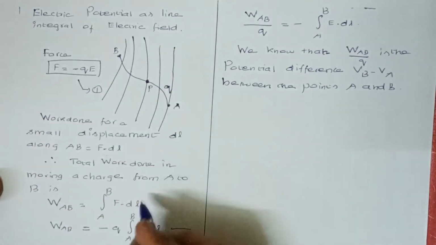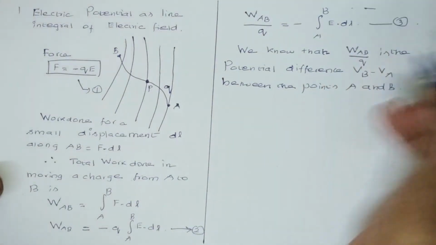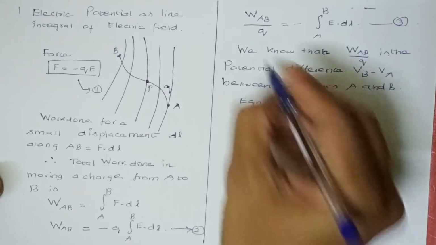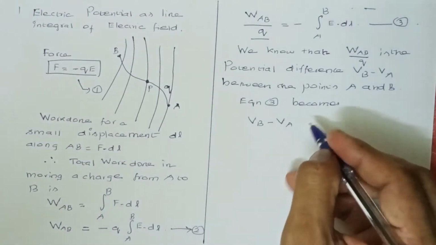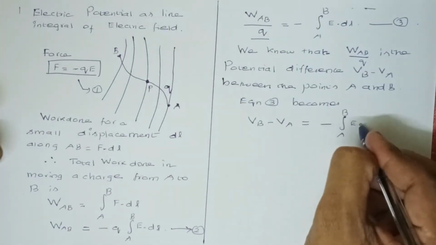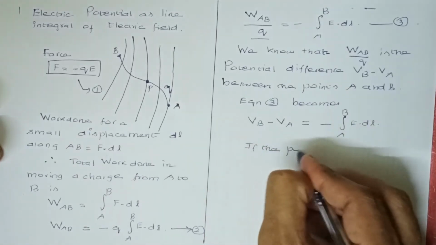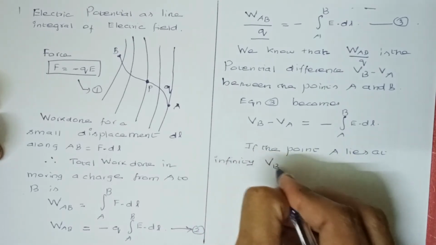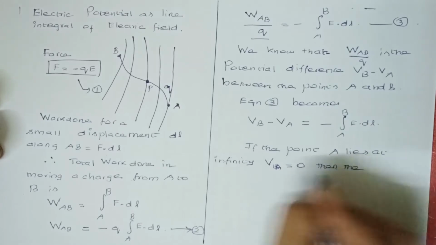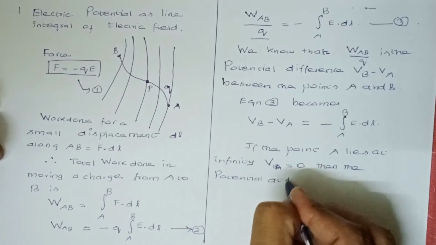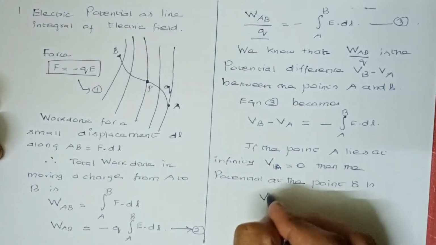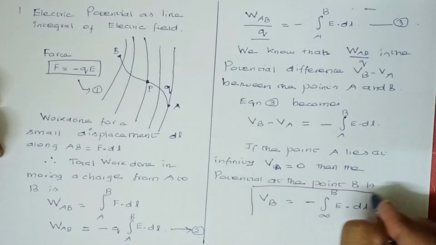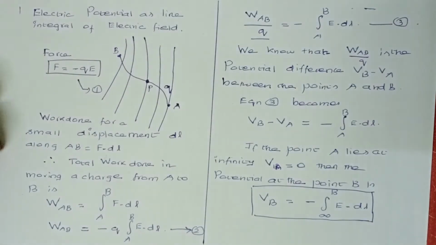We can name these the first equation, the second equation, and the third equation. So equation 3 becomes: instead of writing W_AB by Q, we write V_B minus V_A is equal to minus the integral from A to B of E dot dl. If the point A lies at infinity, that is, the potential V_A is equal to 0, then the potential at point B is V_B equal to minus the integral from infinity to B of E dot dl. This is the relation for the electric potential as a line integral of the electric field.